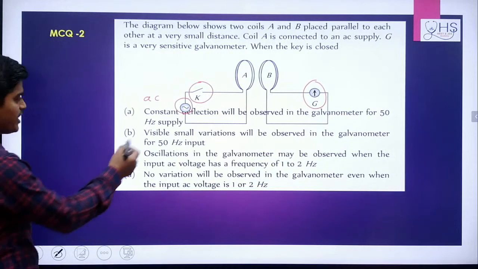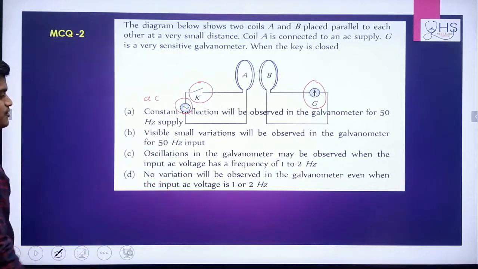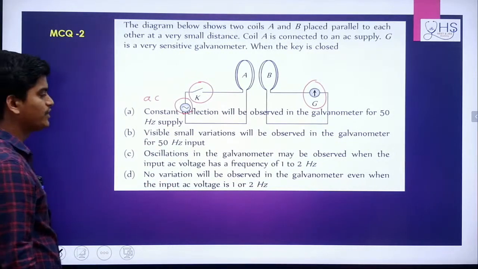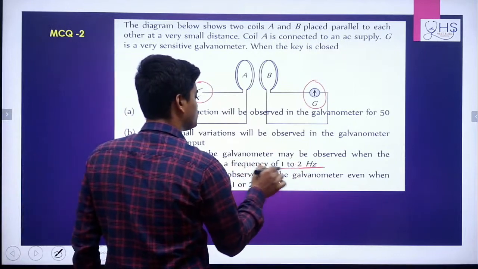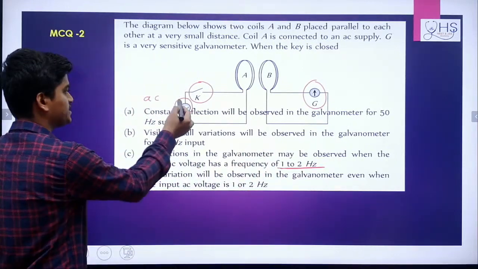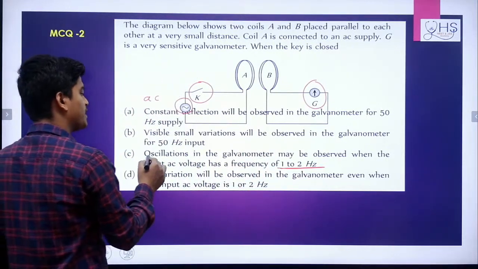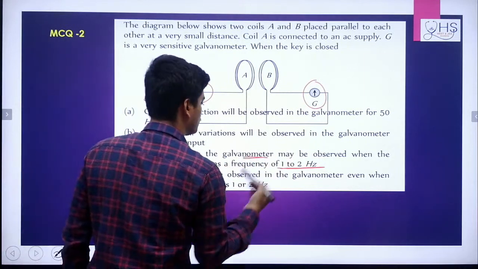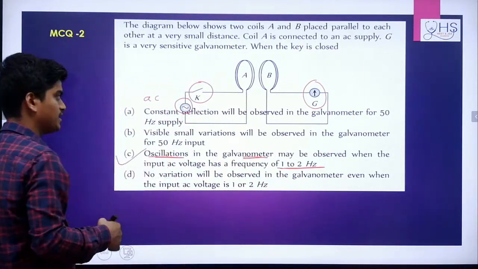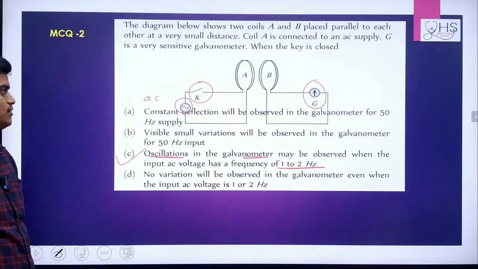So try to understand, similar options are given as in the previous question. When the frequency is low, that is 1 to 2 Hz for this AC source, then what will happen? There will be some oscillations in the galvanometer. So option C again.